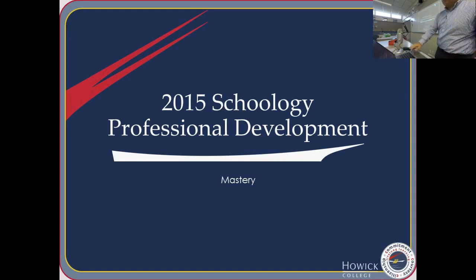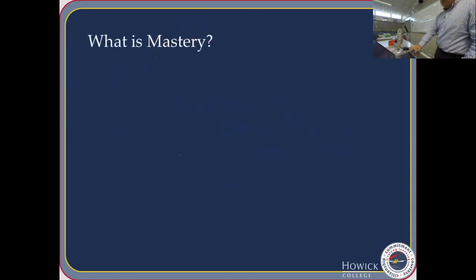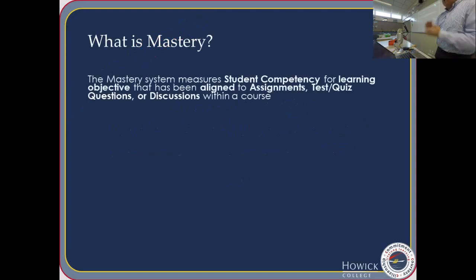Just a brief intro about what Schoology's mastery feature is all about. Basically, it measures the student's competency for learning objectives. You can customize your learning objectives and measure them against your students' ability, to see whether they are able to complete certain tasks or learning objectives that you set up. You can align them with assignments, tests, quiz questions, or discussions within the course. You can align your learning objectives with any of these options in Schoology.